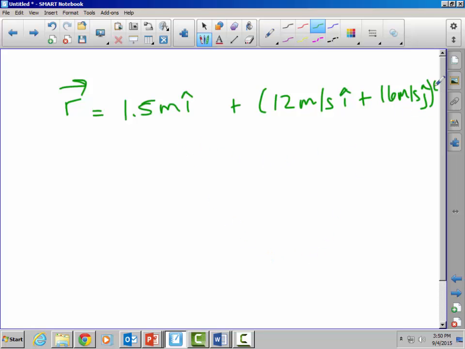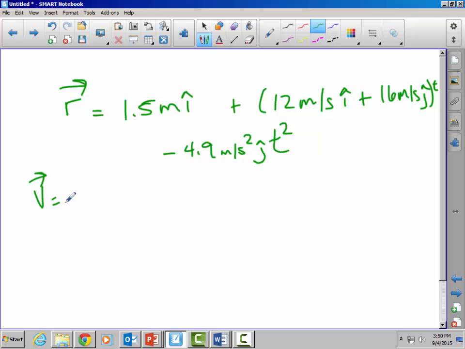And we're going to have to put a time here. Here's a t there, I ran out of space. Minus 4.9 meters per second squared j hat t squared. Okay, so we're going to try to find this object's velocity and its acceleration, or rather the velocity vector and the acceleration vector.